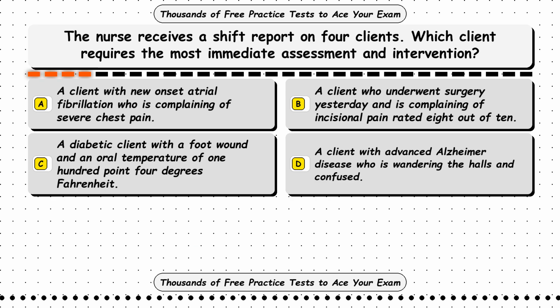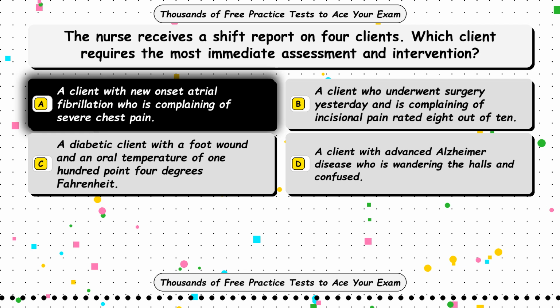Question 77. The nurse receives a shift report on 4 clients. Which client requires the most immediate assessment and intervention? Option A. A client with new onset atrial fibrillation who is complaining of severe chest pain. Option B. A client who underwent surgery yesterday and is complaining of incisional pain rated 8 out of 10. Option C. A diabetic client with a foot wound and an oral temperature of 100.4 degrees Fahrenheit. Option D. A client with advanced Alzheimer's disease who is wandering the halls and confused.